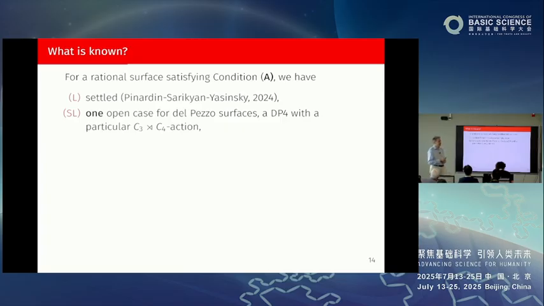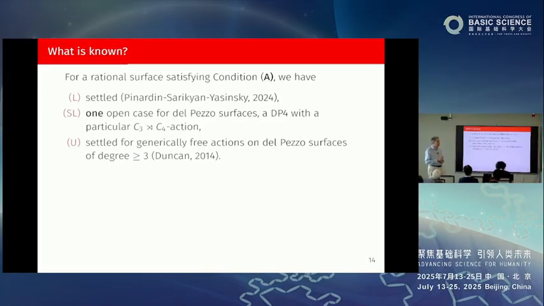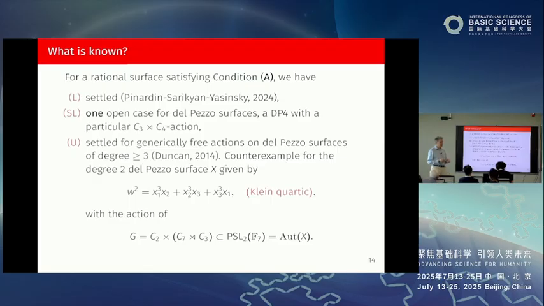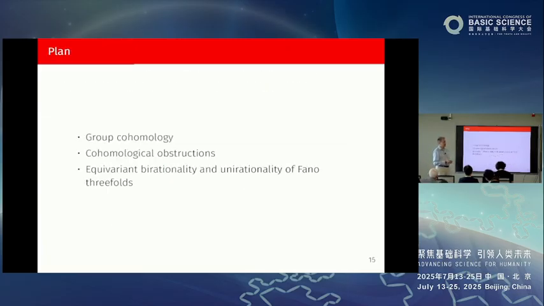And for conic bundles, of course, we don't really know. Unirationality was settled for generically free actions on del Pezzo surfaces of degree at least 3, so cubics and intersections of 2 quadrics. And there are also counterexamples. So the Klein quartic: the double cover of P2 ramified in the Klein quartic, where you act with some subgroup of the automorphisms, PSL2(F7). Well, that particular action is not unirational while having fixed points on abelian subgroups.